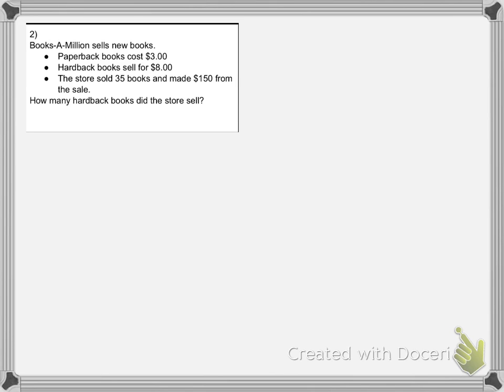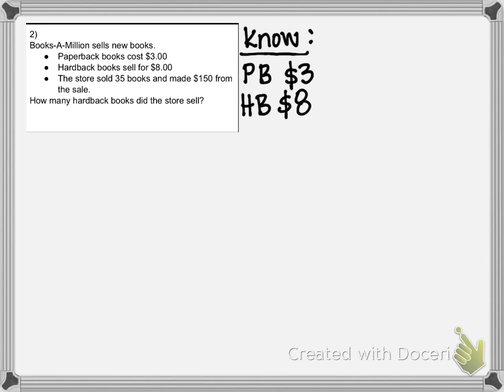So we're going to go through the whole process just like we've done before with the know, the need to know, so that we have everything organized, which is what I expect you guys to be doing on the review that you actually did. So we know that the paperback books cost $3, and we know the hardback books cost $8. We also know that they sold 35 books at a price equaling $150.